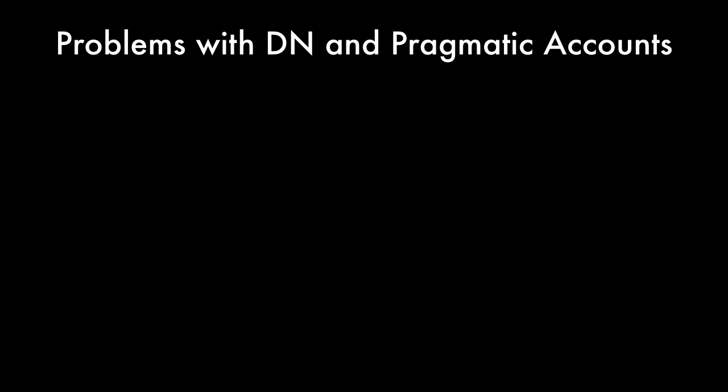Even though the DN model and the pragmatic account are plausible at first blush and seem to capture important things about the notion of scientific explanation, there are serious problems with each one of them.